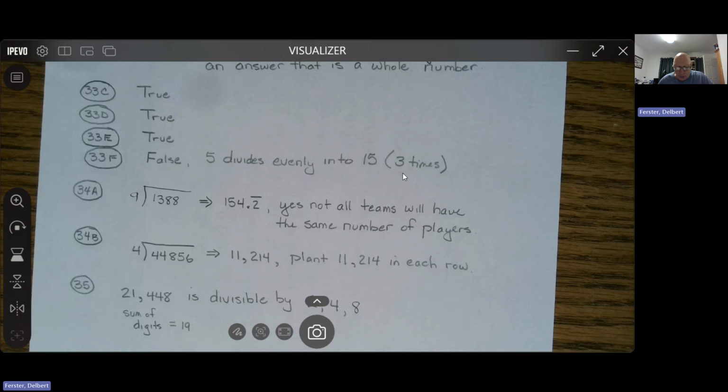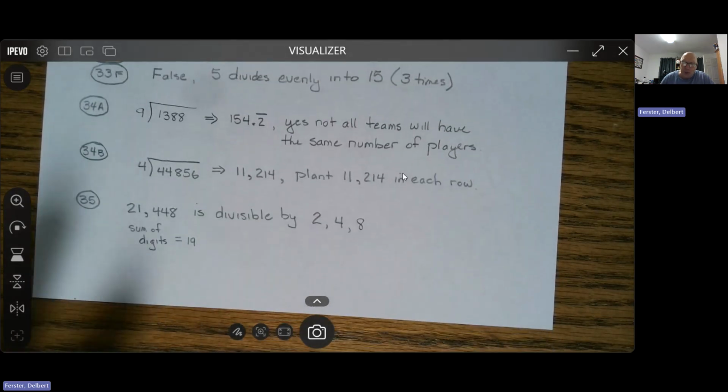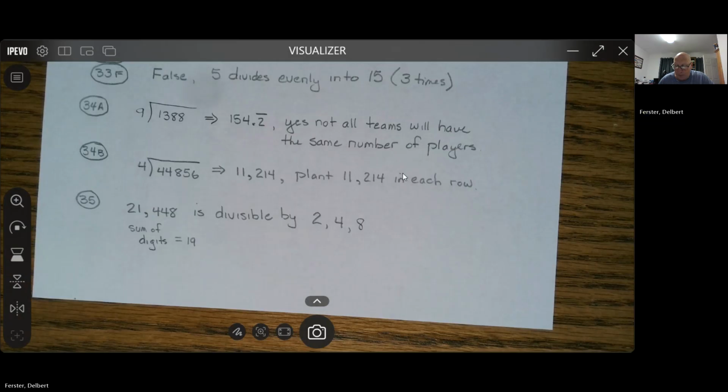All right, 35 says, without using a calculator, try to decide whether 21,448 is divisible by these. First of all, it's divisible by 2 because it's even. It's divisible by 4 because the last 2 digits, 48, are divisible by 4. It's divisible by 8 because the last 3 digits, 448, are divisible by 8. It's not divisible by anything else.